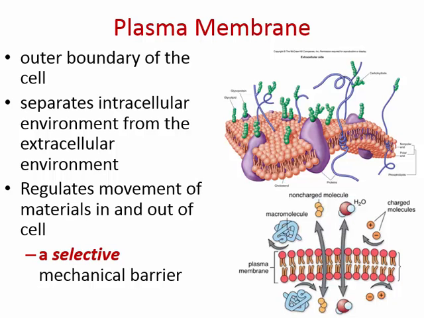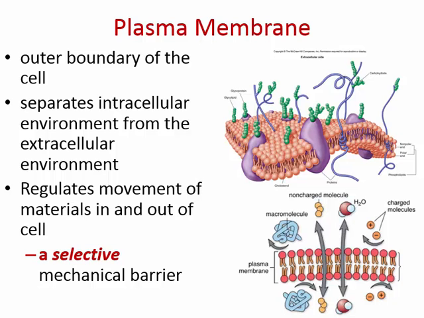Let's talk about the first one, the most important one, because living cells would not exist without a cell membrane. Cell membrane has a very unique property. It's semi-permeable. Let me explain what that means. It means it lets certain things go through, and other things cannot go through.